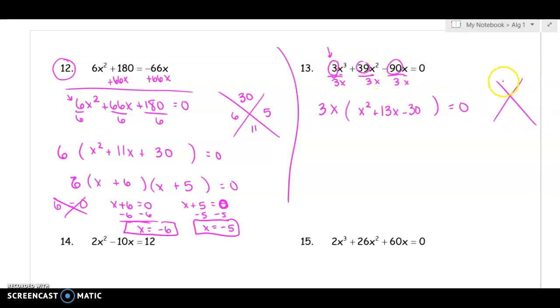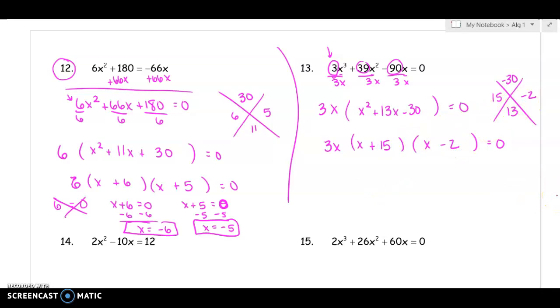Then we do our box problem. It's got to multiply to be negative 30 and add to be 13. So those numbers are going to end up being 15 and negative 2. So I'm going to make my two sets of parentheses. GCF is out in front. X at the beginning of both of these parentheses. Positive 15, you put a plus 15. Negative 2, you put a minus 2.